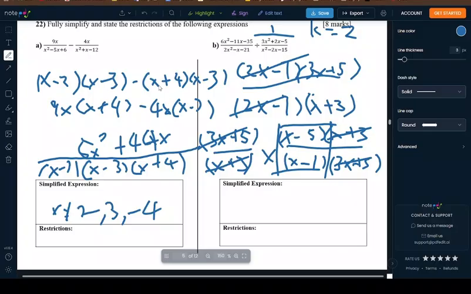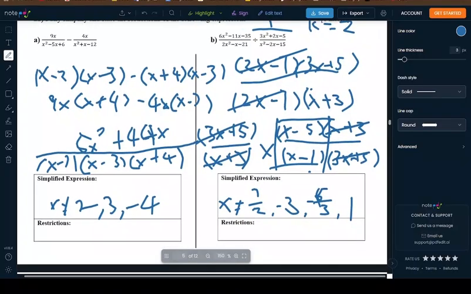So this is right at the start. So 2x minus 7. So x doesn't equal 7 over 2. And x also doesn't equal negative 3 because of here. And x doesn't equal positive 1 because of here. And 3x plus 5. What makes 3x plus 5 equal to 0? So negative 5 over 3. x doesn't equal 1. x doesn't equal 5.